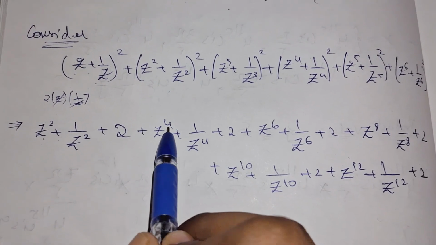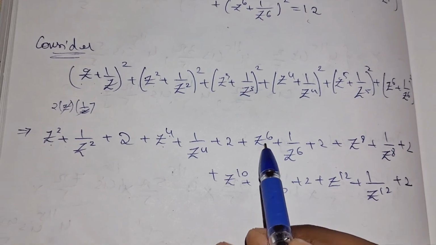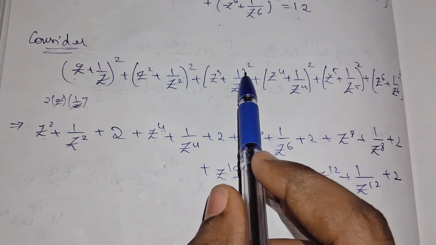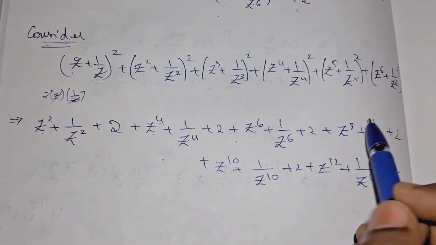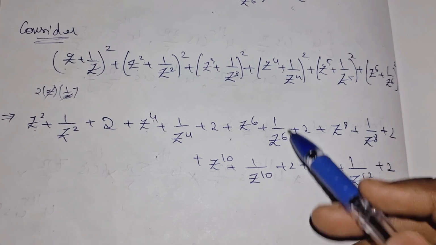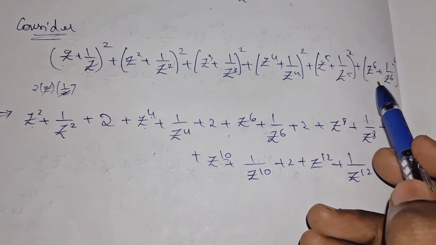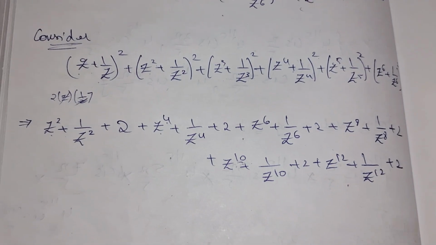Here how did we get z to the power 4? Z square whole square, z to the power 4. How did we get z to the power 6? Z cube whole square, that is z to the power 6. Z to the power 4 whole square is z to the power 8, z to the power 5 whole square is z to the power 10, z to the power 6 whole square is z to the power 12. In a simple way we are expanding this.